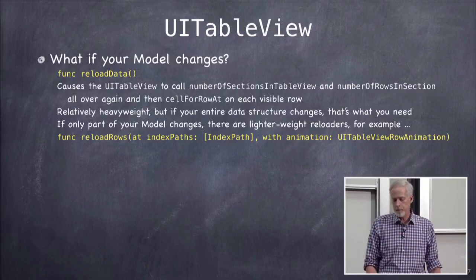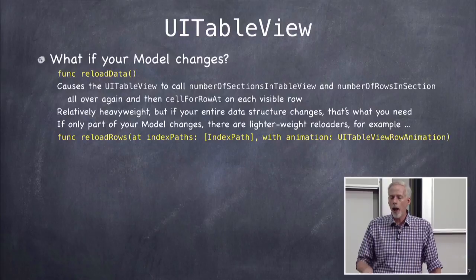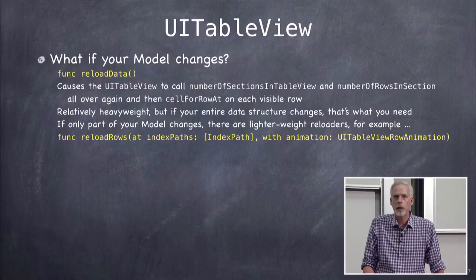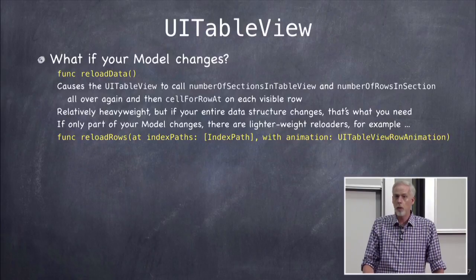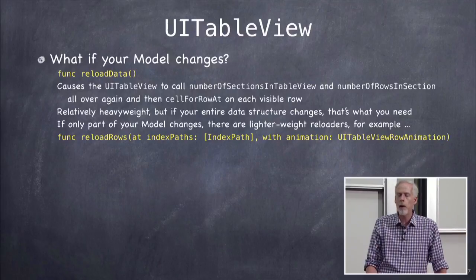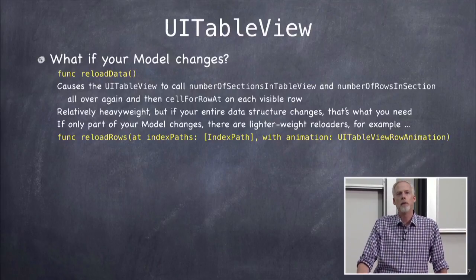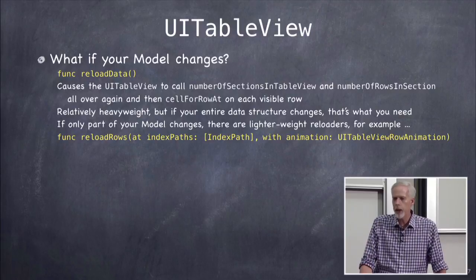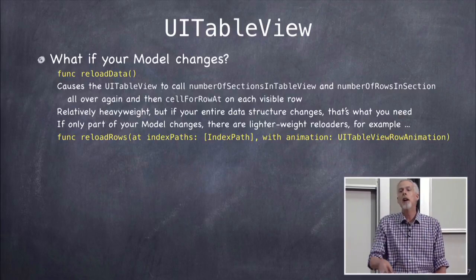So you do need to tell the table view every time you change your model. If you change your model in any way that would change the number of sections and rows, or even the display of a row, you need to tell the table view. So just always think about that when you're writing table view code. Change my model, tell the table view right away. And change your model first, then tell your table view.